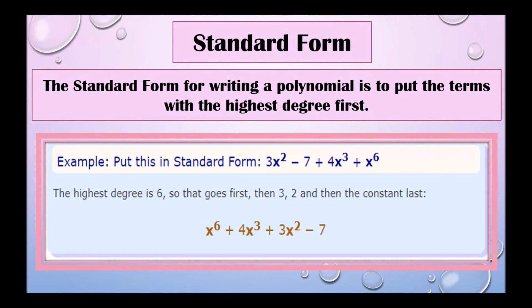Now what is the standard form? The standard form for writing a polynomial is to put the terms with the highest degree first. For example, put this in a standard form. The question is 3x square minus 7 plus 4x cubed plus x raised to 6. The highest degree is 6. So that goes first, then 3, 2 and then the constant last. So we have to arrange that. The answer is x raised to 6 plus 4x cubed plus 3x square minus 7.